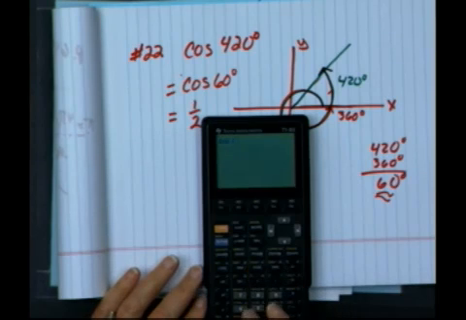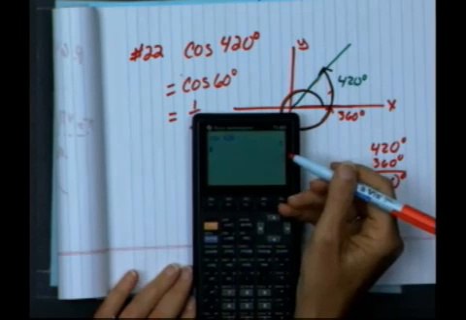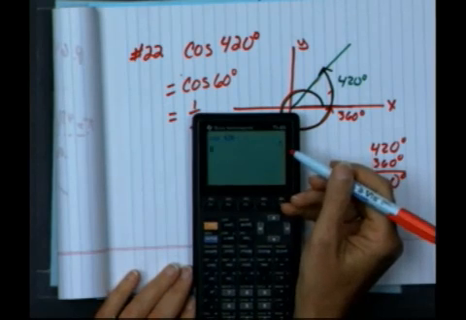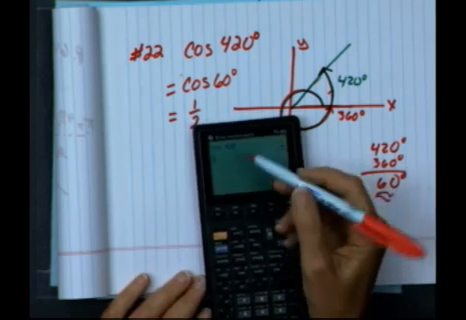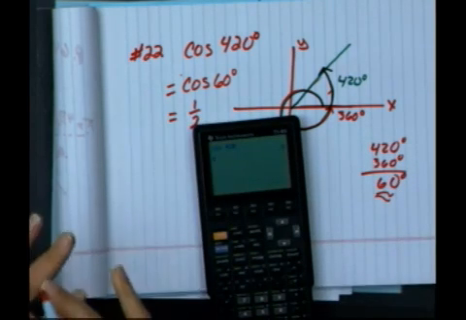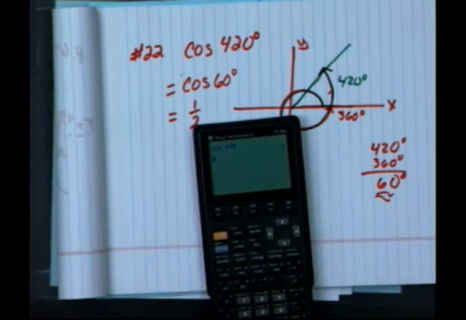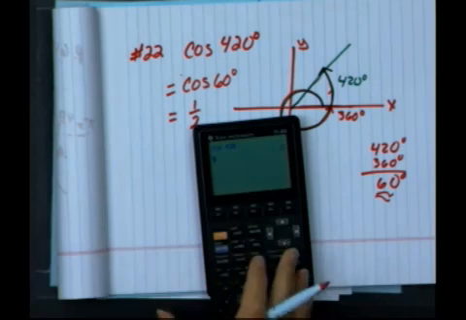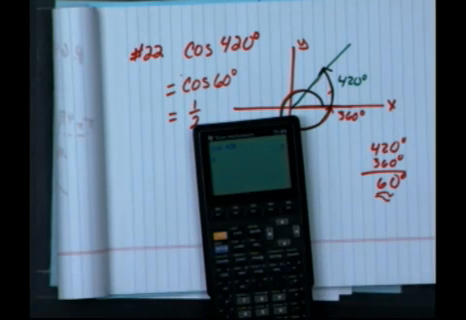The cosine of 420 degrees is a positive 0.5, and we already knew the cosine of 60 degrees was 1/2. Okay, so we used a coterminal angle. And so what you're trying to do is get it down to really an acute reference angle to help you out. All right, everybody good on that?